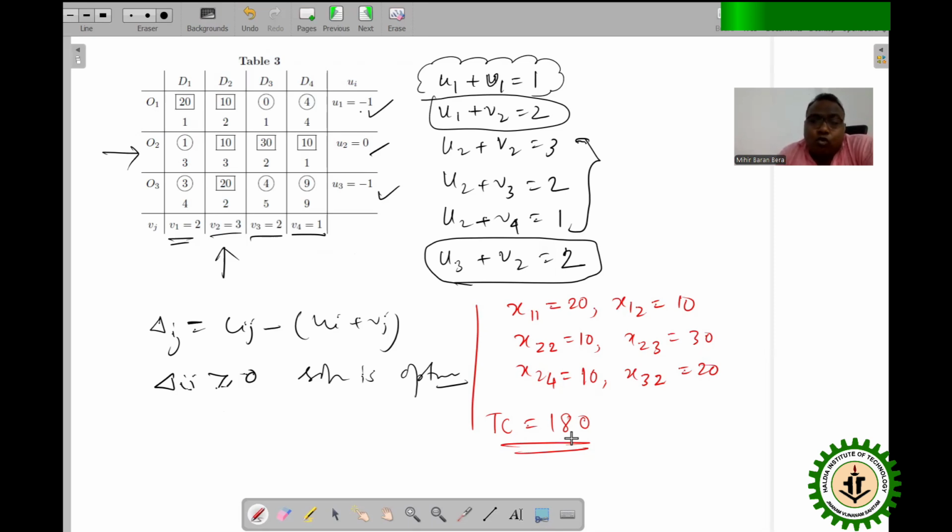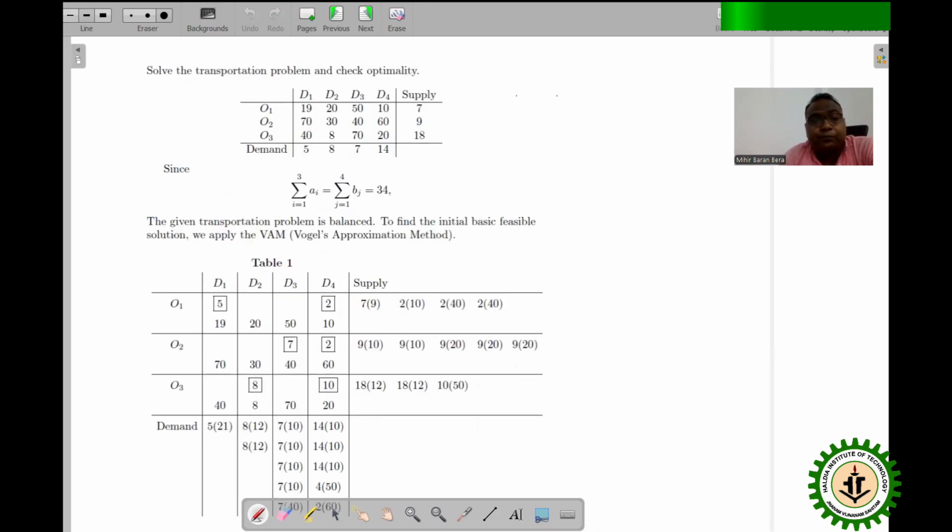Basically, the loop formation will be done when any one of the delta ij is less than 0, and the same procedure will follow. So let's check what will happen if this situation occurs. So I have chosen the second example of this transportation problem.